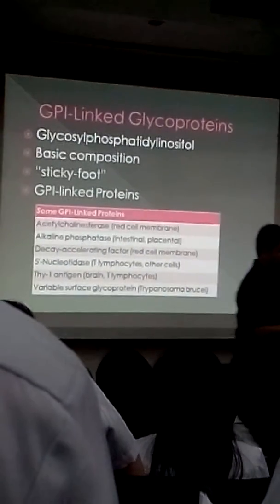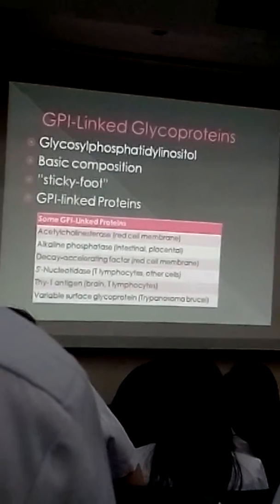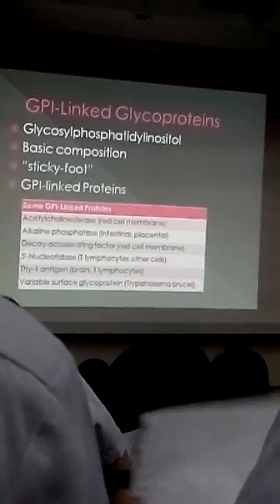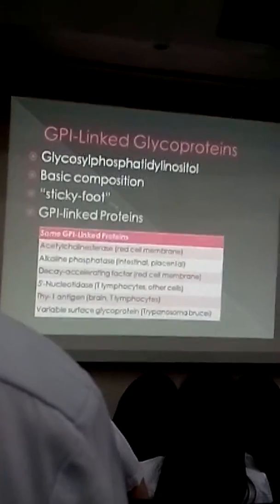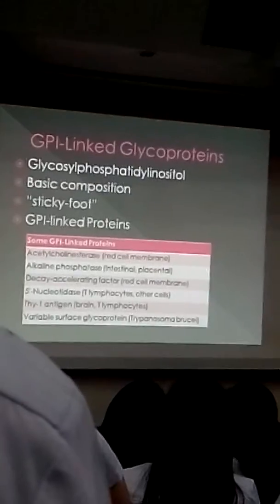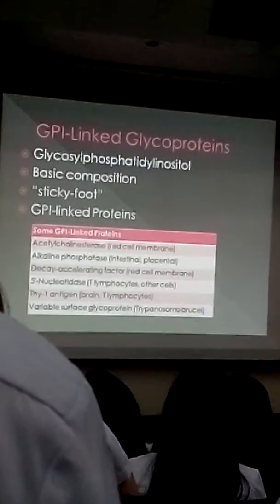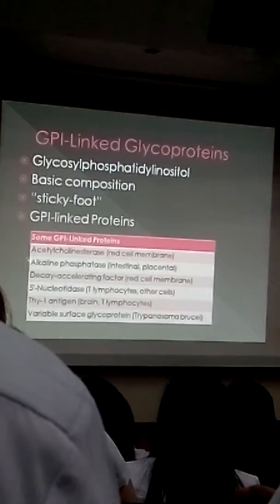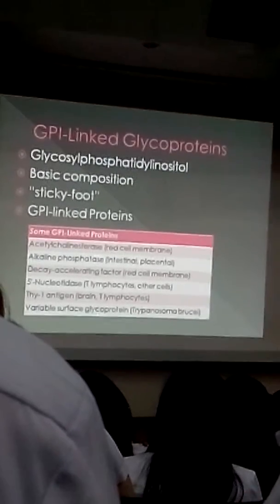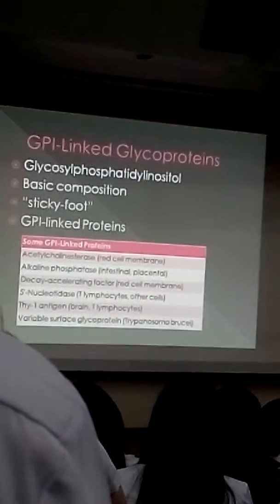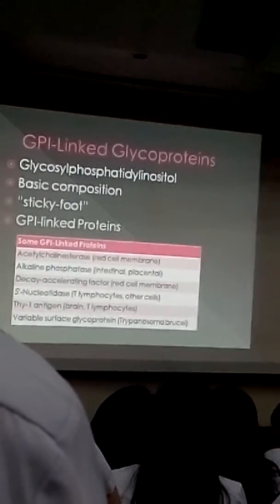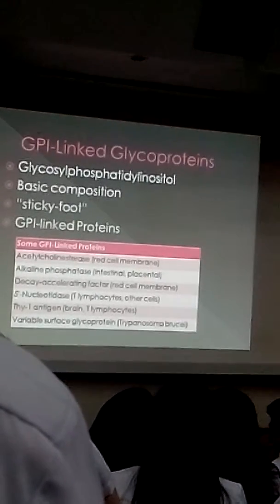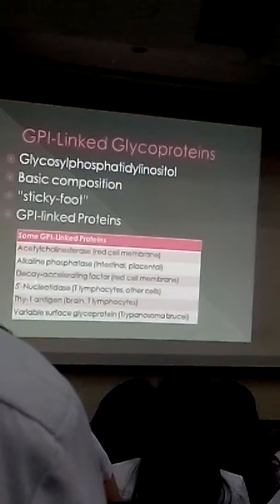GPI link. So what GPI stands for. GPI. So the basic composition, you should know what are the basic compositions of the GPI. And these are some examples of GPI linked proteins. So you have, these are what? There's an enzyme found in your red cell membrane. Later on we will discuss this when we talk about PNH. Heard about PNH? Okay.